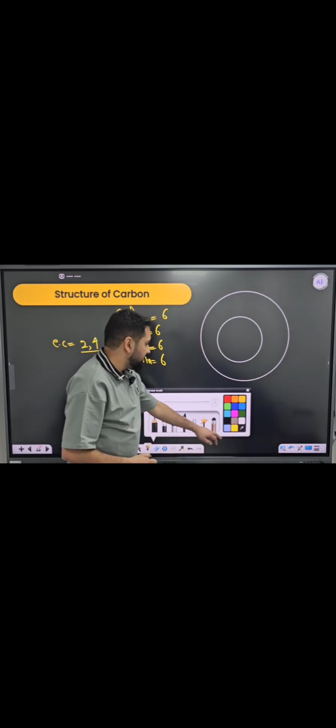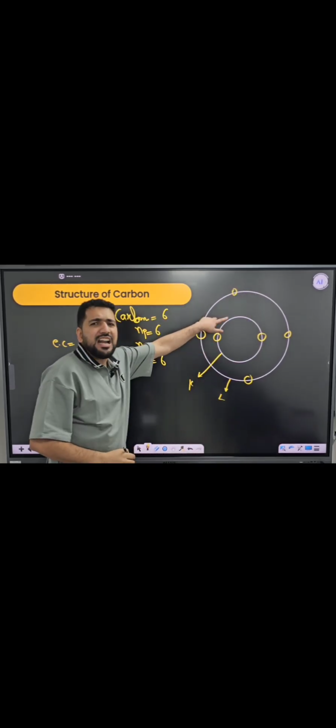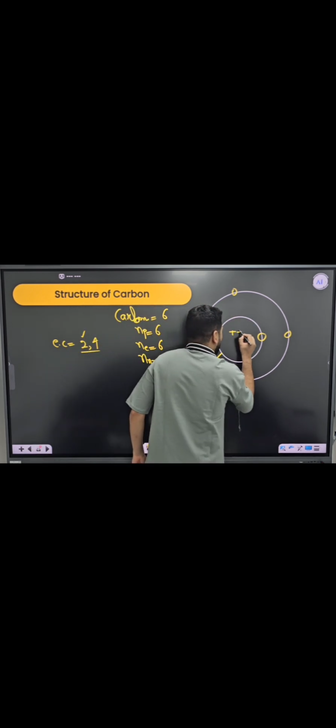Now guys, look here, in the first shell, how many electrons are present? You can say that 2 electrons are present. In the second shell, how many electrons are present? You can say, sir, 4 electrons are present. 1, 2, 3, and 4. This shell I'll be calling the K shell, and this shell I'll be calling the L shell. Now, this part I'll be calling the nucleus. Inside the nucleus, how many protons will be there? There will be 6 protons: 1, 2, 3, 4, 5, and 6. And how many neutrons will be there? There will be 6 neutrons.